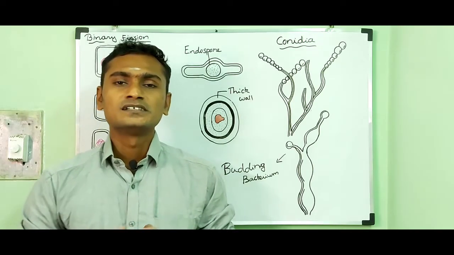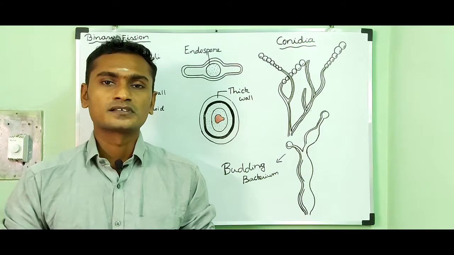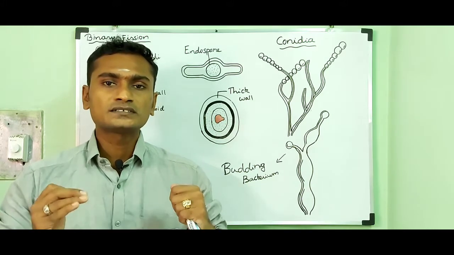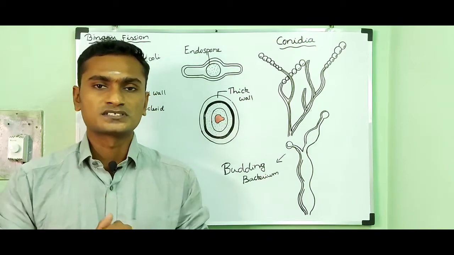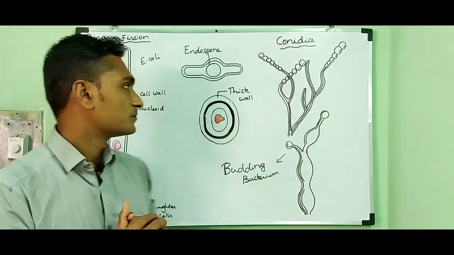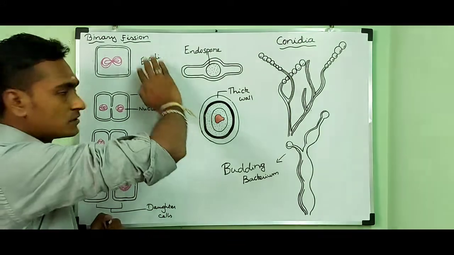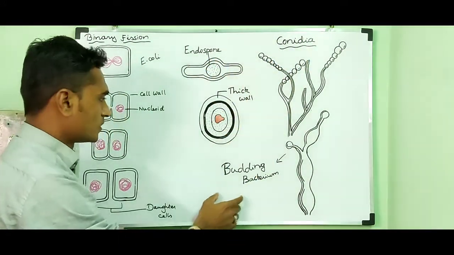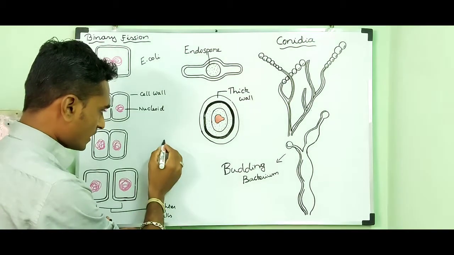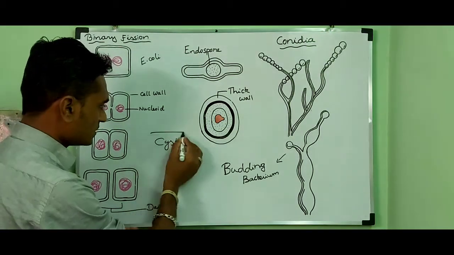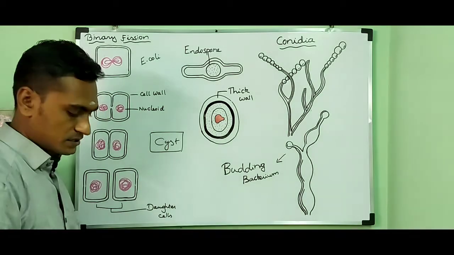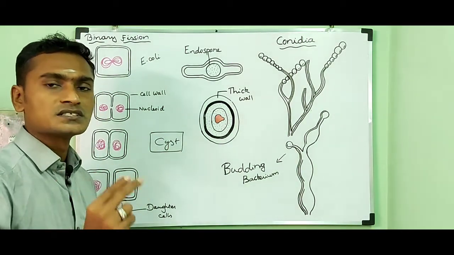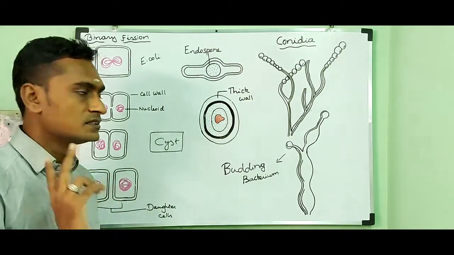Mandari Kumar Rajesh. In this video, we are going to discuss a topic called asexual reproduction in bacteria. Bacteria can do asexual reproduction by the following methods: binary fission, endospore formation, gonidia formation, bud formation, and cyst formation. In this video, we are going to discuss the asexual reproduction of bacteria in detail.